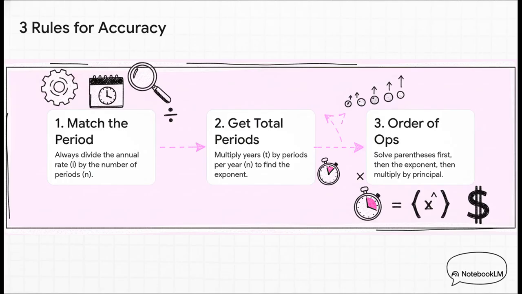You must divide the annual rate I by N to find the correct rate per period. Second, calculate the total number of periods. Your exponent isn't just t, it's n times t. This tells you how many times in total your investment will compound. And third, and this is crucial, follow the order of operations. You solve what's in the parentheses first, then you calculate the exponent, and only then do you multiply by the principal. Follow these 3 rules, and your calculations will always be accurate.